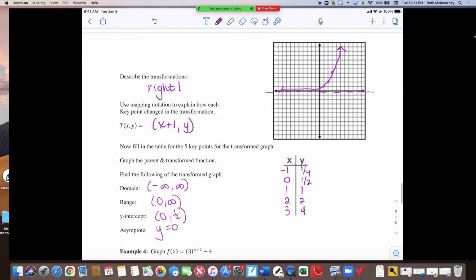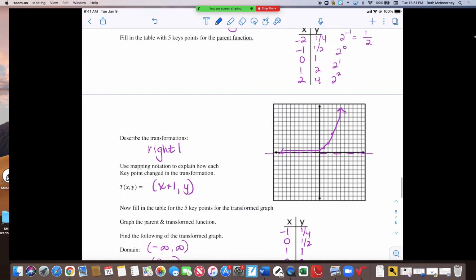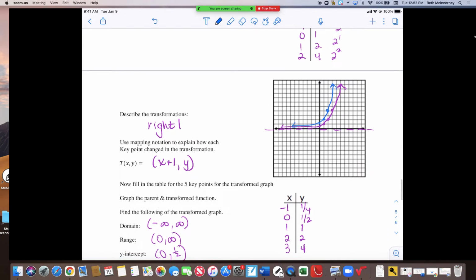And we could graph the parent function, so let me change colors. The parent table was (2, 4), (1, 2), (0, 1). So then you can literally see the graph. From the blue graph to the purple one is right 1 unit. Every single point has just been shifted right 1. Kind of cool to be able to see both of them together.